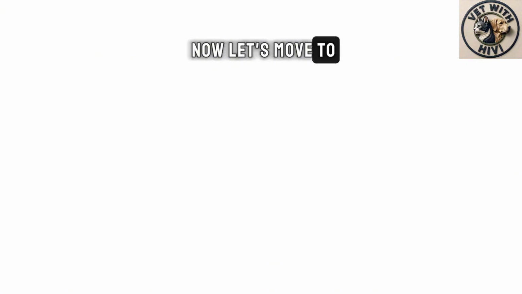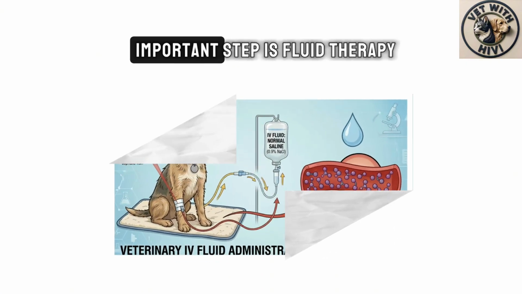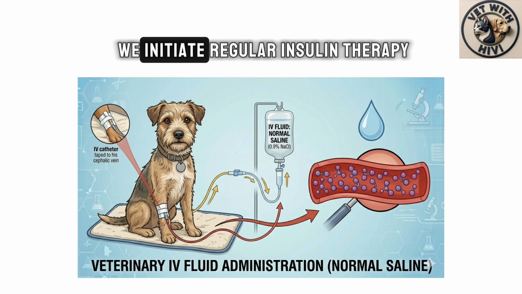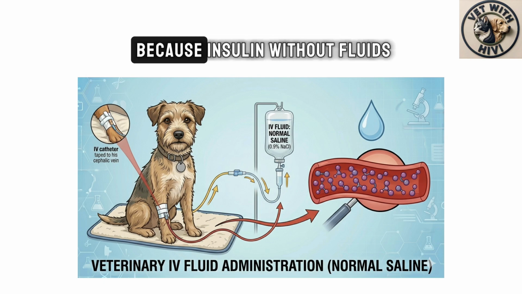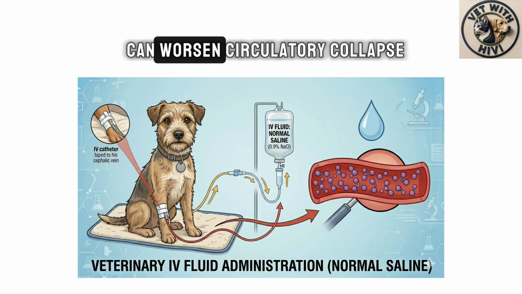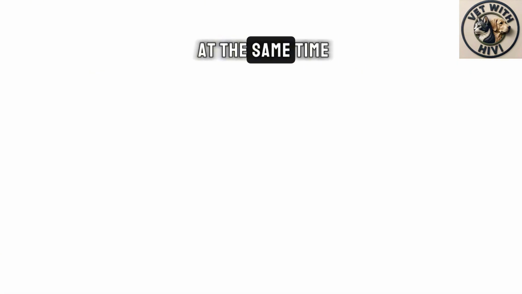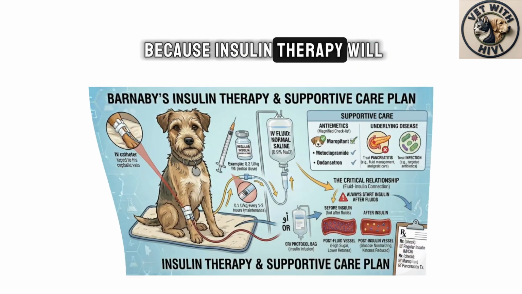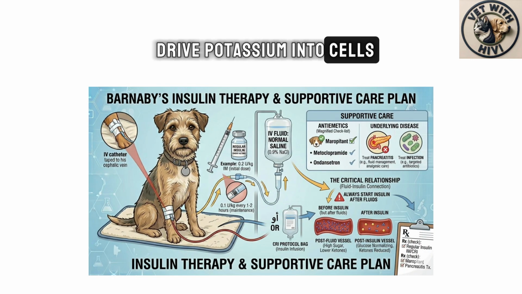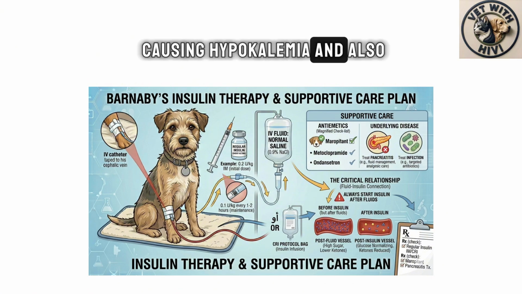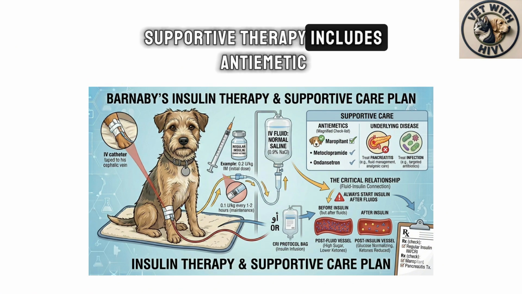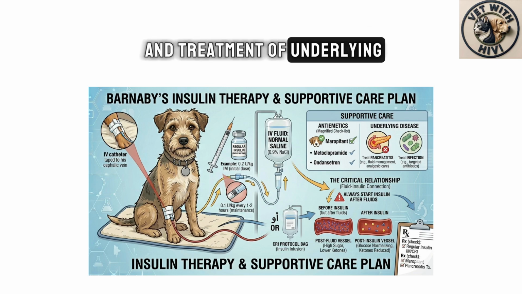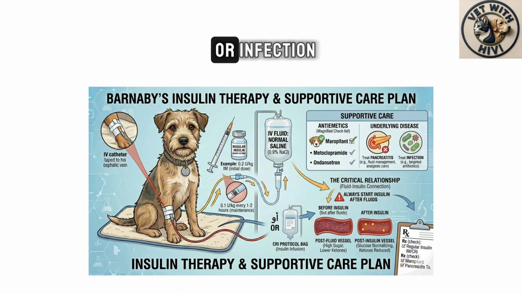Now let's move to the treatment. The first and most important step is fluid therapy. After restoring perfusion, we initiate regular insulin therapy because insulin without fluids can worsen circulatory collapse. At the same time, we must carefully monitor and supplement potassium because insulin therapy will drive potassium into cells, causing hypokalemia. And also supportive therapy includes antiemetics, gastroprotectants, and treatment of underlying causes such as pancreatitis or infection.